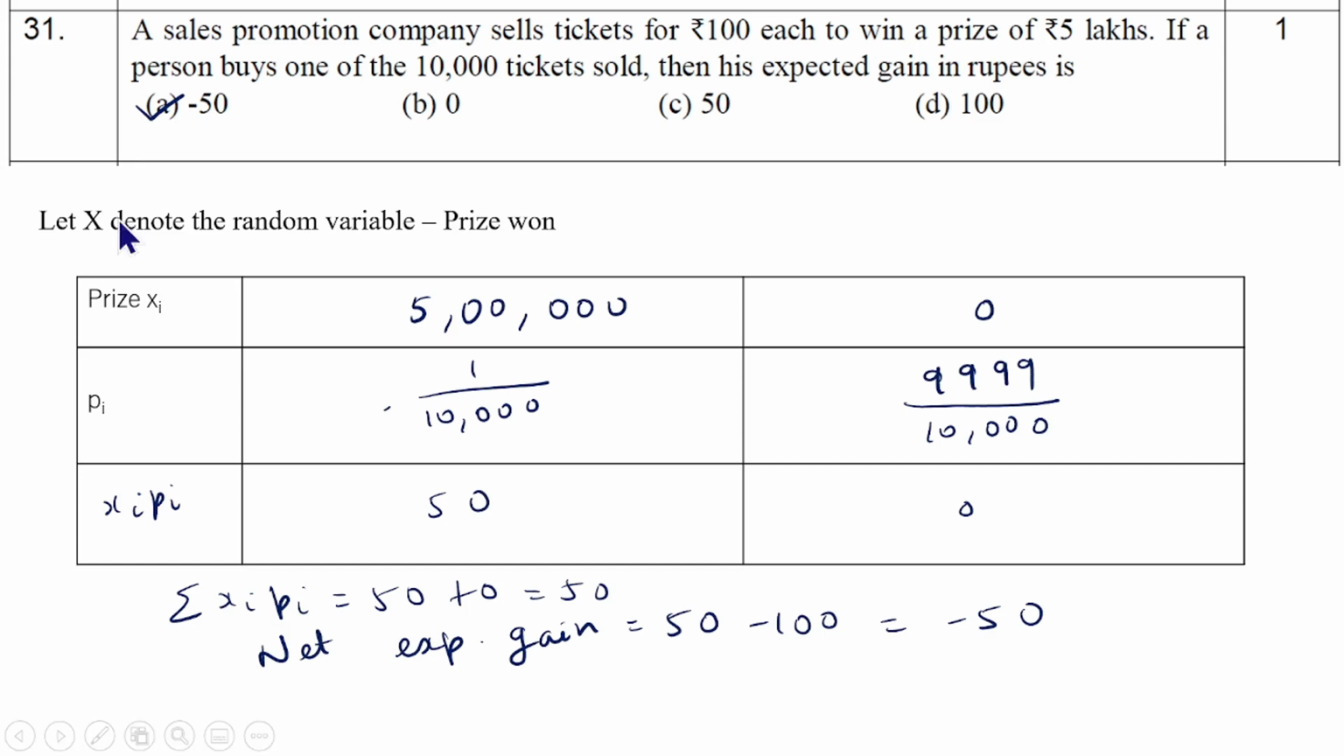So here we have taken the random variable x as the prize a person wins. So the various values which x can take are either 5 lakhs or 0. So the probability that a person wins this amount is 1 upon 10,000, and the probability of getting no prize at all is 1 minus this probability. So we see that summation x_i p_i is 50 and the net expected gain is 50 minus 100, which is equal to minus 50. So the correct answer is option A.